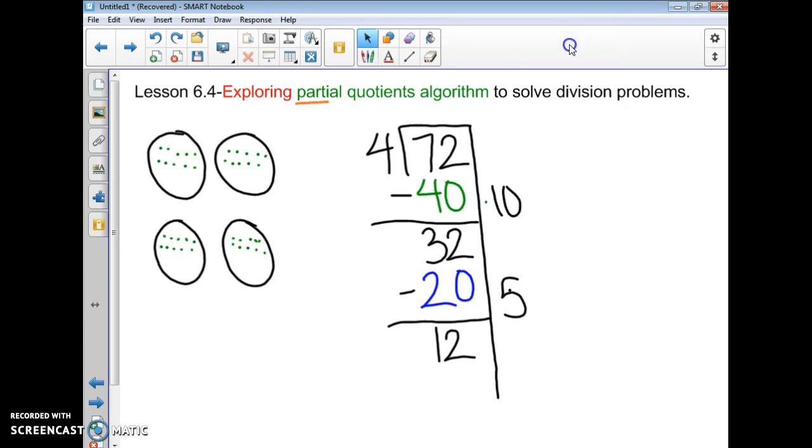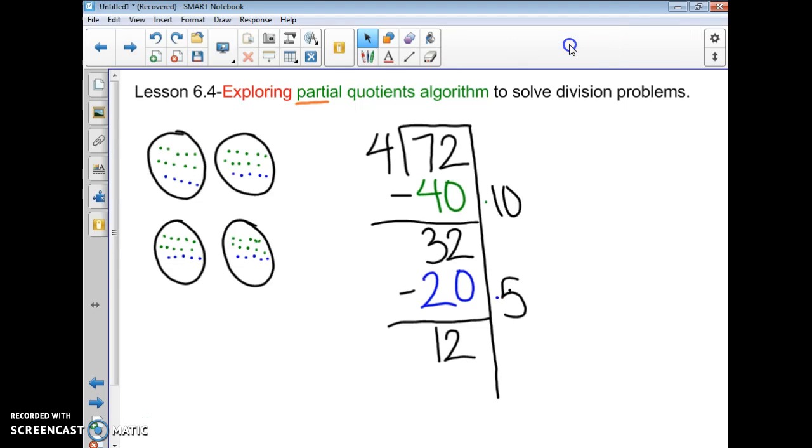And I can recognize that visually. So dividing 20 into 4 parts: 1, 2, 3, 4, 5, 6, 7, 8, 9, 10, 11, 12, 13, 14, 15, 16, 17, 18, 19, 20. There are 5 blue dots, which is what I came up with as my partial quotient.